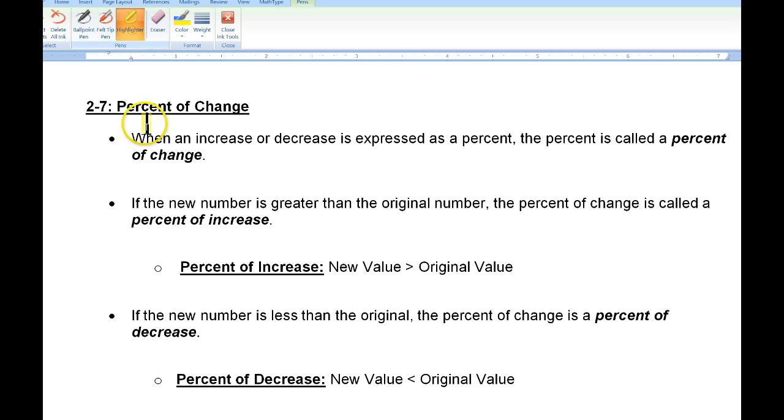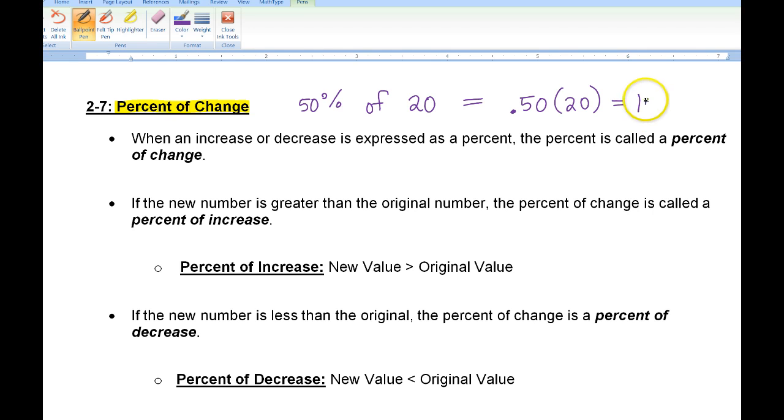When we have a percent, let's just talk about percentages for a moment. Percentages, like if I say 50% of a number, so if I say 50% of, let's say 20, then you would do 0.50 times 20. Or if it's something like 50%, it's usually pretty easy to do in your head. 50% is half, so half of 20 would be 10.